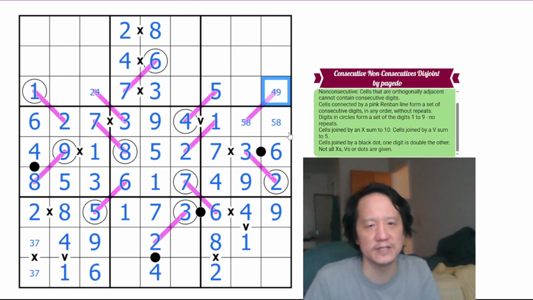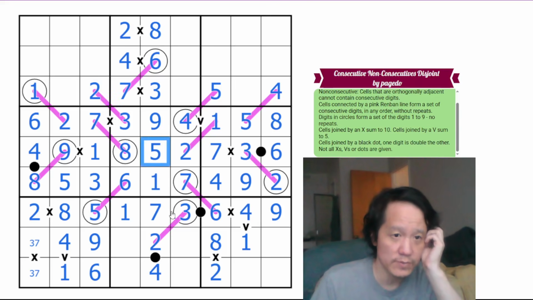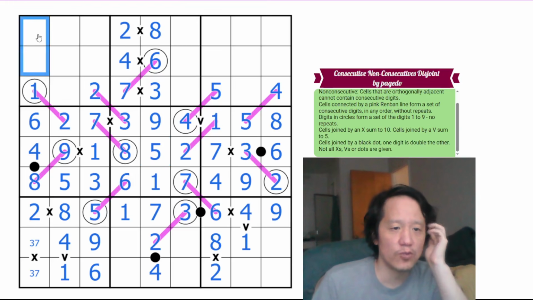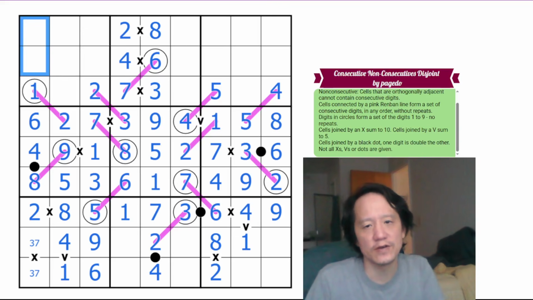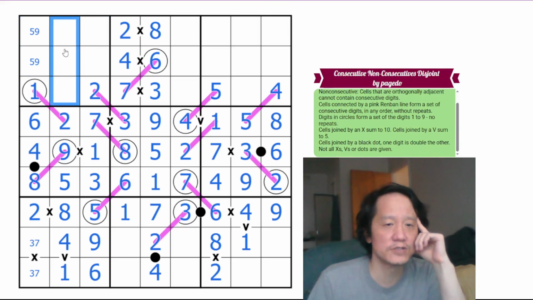This 9 eliminates 9 here, so that's 4. 4 is only consecutive with 5 out of 5 and 8, so this is 5, that's 8. The 4 eliminates 4 here, so that's 2. The rest of column 1 has to be 5 and 9. So it's a 5-9 pair. The rest of column 3, well, let's just keep going in order.